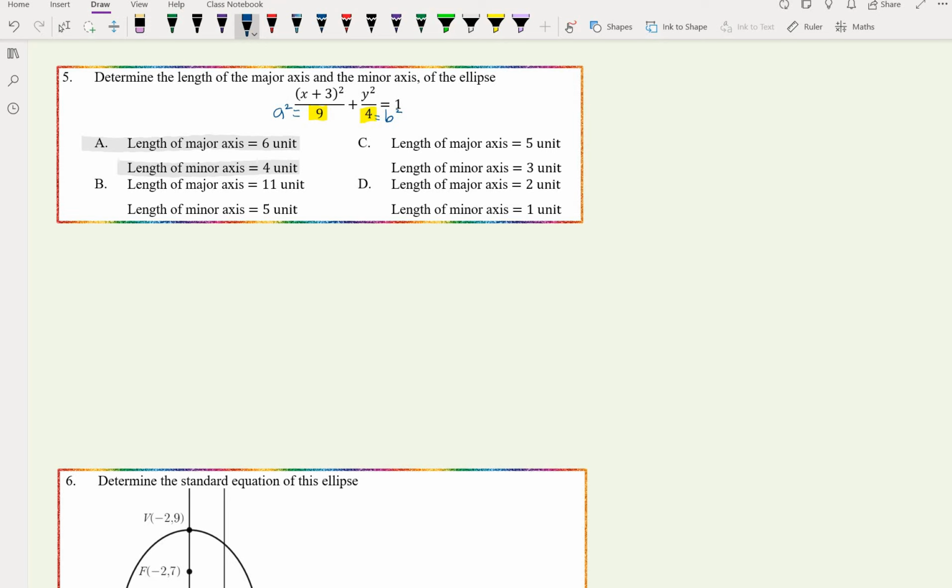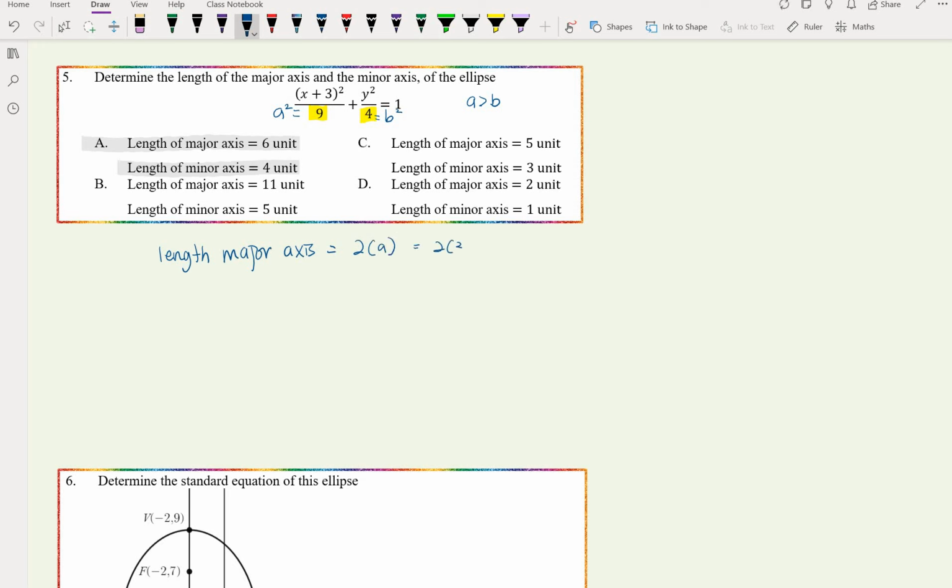So from there we know the value here is A is greater than B. It means the length of major axis is going to be 2 times A. So the length of major axis will be 2 times A, which is 3, right.